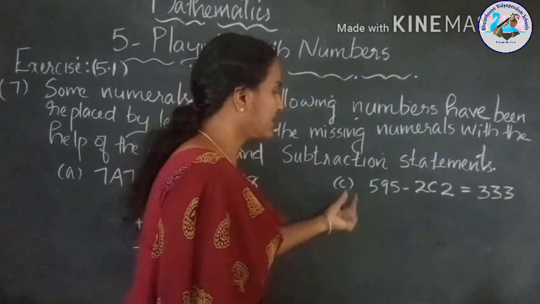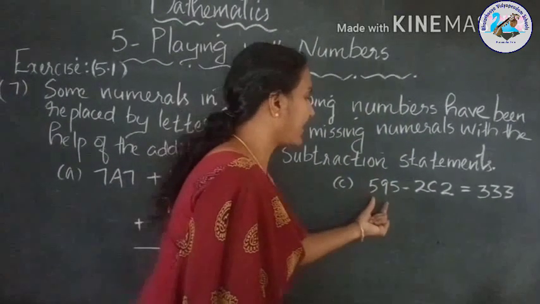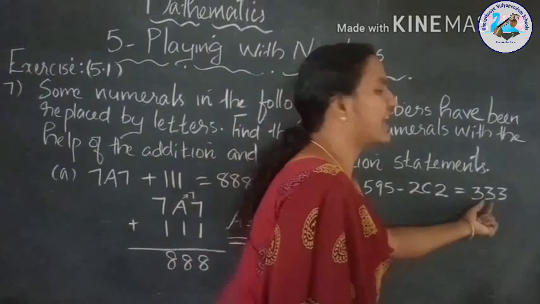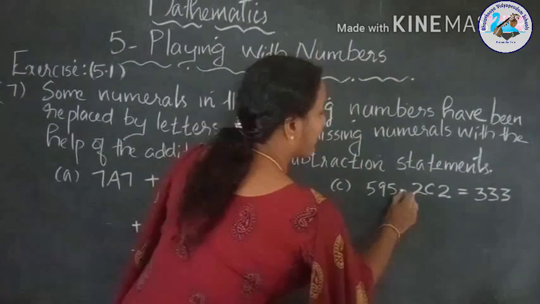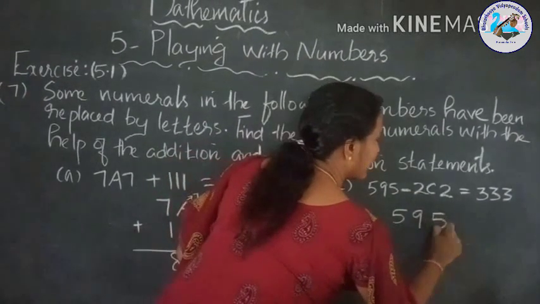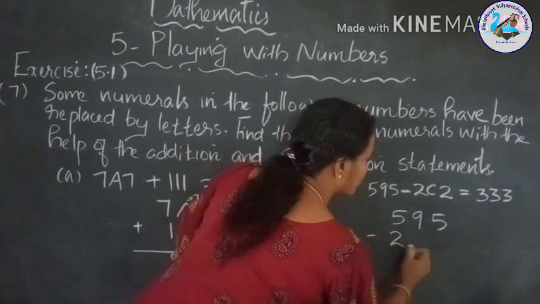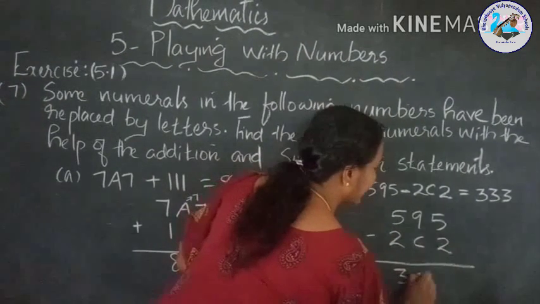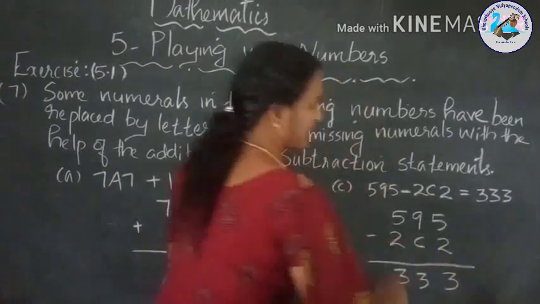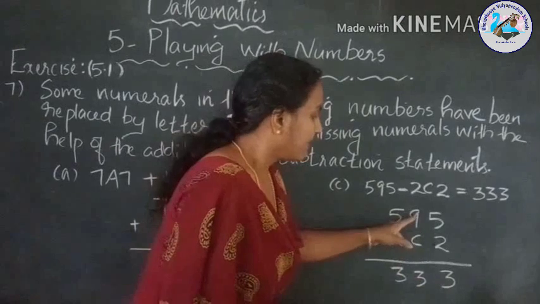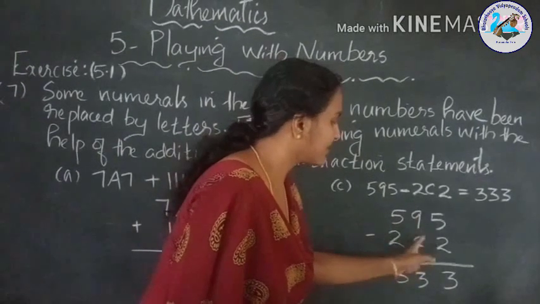The next option, option C, 595 minus 2C2 is equal to 333. Here the operation is minus. So 595 minus 2C2, the answer is 333. So 5 minus 2 is 3. We have to find out the missing letter C.